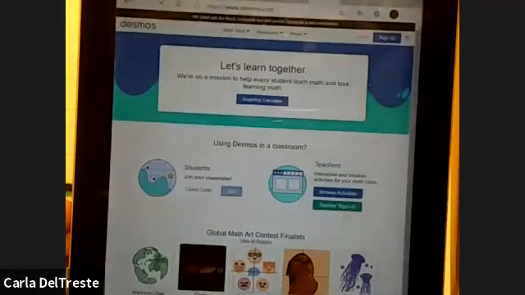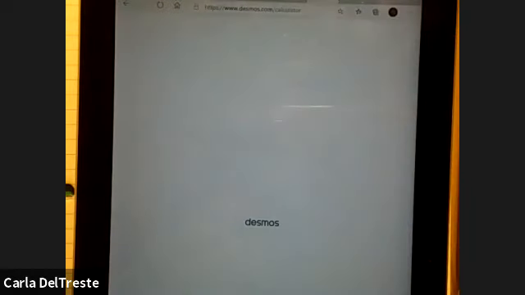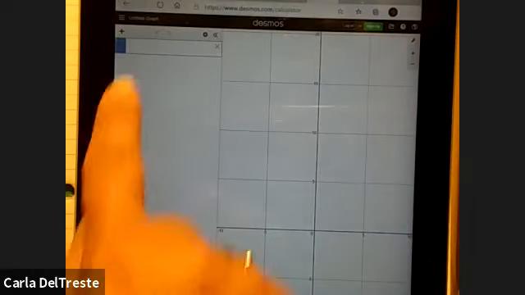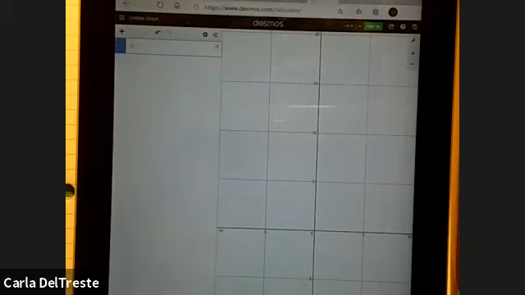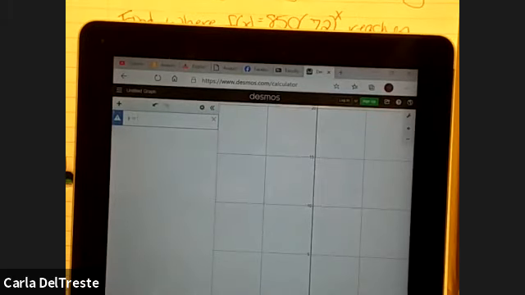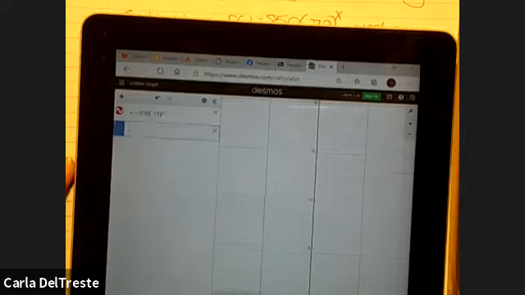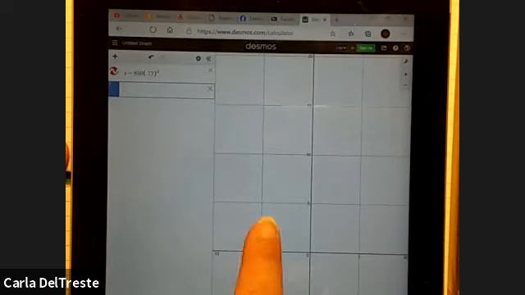So go to the graphing calculator in Desmos. Okay, and we're going to type in y equals 850, parentheses, 0.72, close parentheses, raised, which again is the caret, to the x. Okay. Now, notice that nothing was drawn, and that's the same issue, okay?